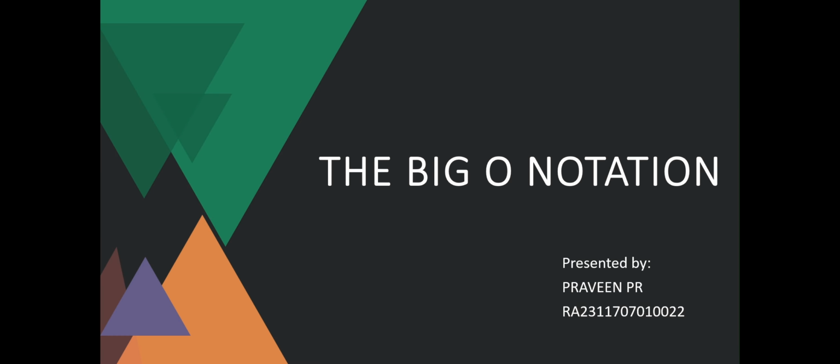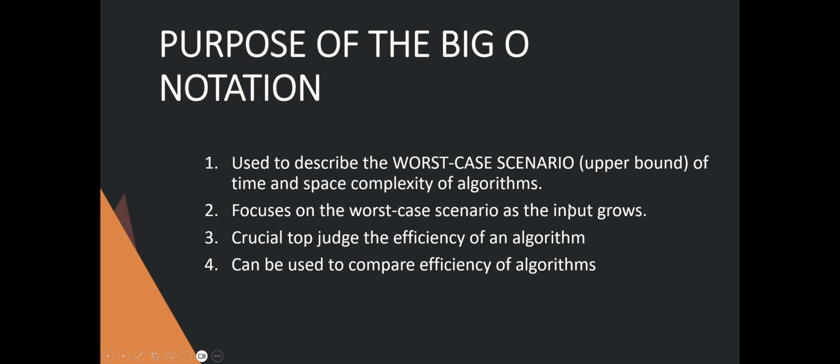In the first topic of this video, we're going to take a look at the big O notation. Now, a big O notation is a mathematical notation used to represent the efficiency of an algorithm. There are multiple purposes for the big O notation's existence. One is to, of course, describe the worst case scenario or the upper bound of an algorithm. Basically, it shows the time and space complexity of an algorithm in its worst case scenario.